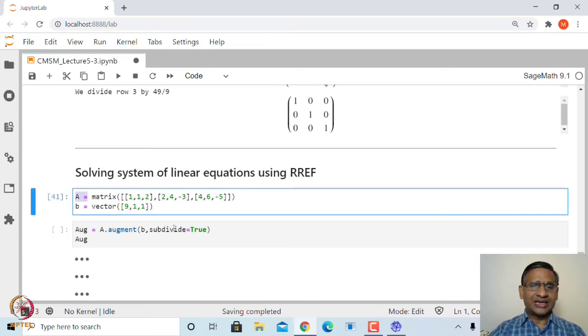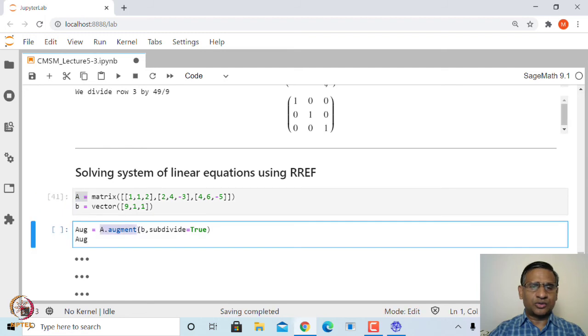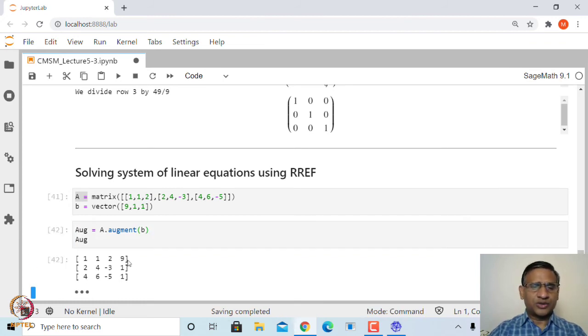There is an inbuilt function to find the augmented matrix. You simply say A dot augment, and in the bracket you write B. So, for example, let me just run with only this. When you do that, you can see here this column B is augmented to the matrix A.